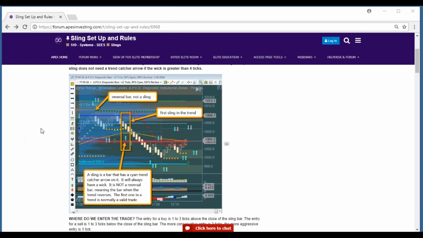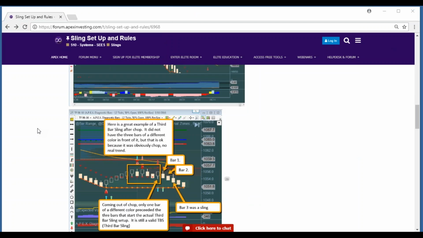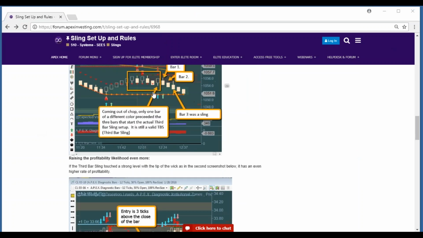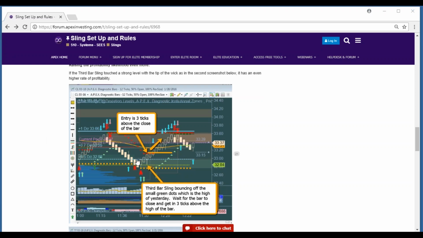Okay. So that's slings, guys, and that's third bar slings. And you can also look for third bar slings coming out of chop. See that? We're going to talk to you about some of those trades as well. Here's another great example of the third bar sling. Great move, and also they're very, very powerful when that pullback is to what? A level. You see it?